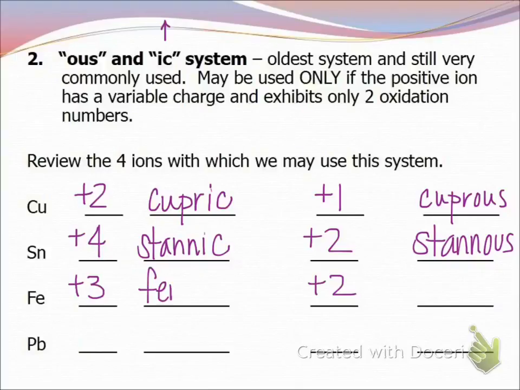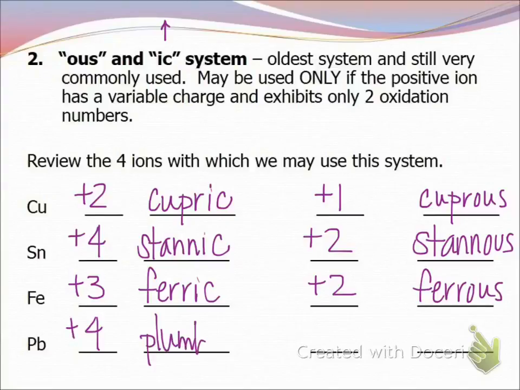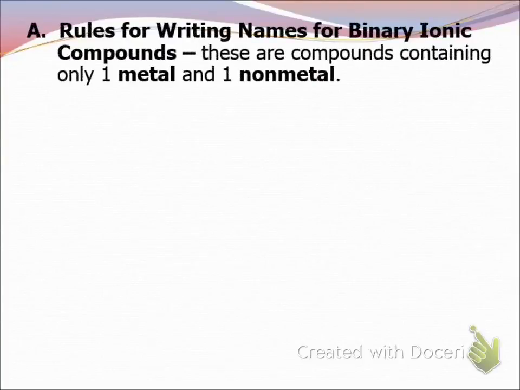Iron can be a +3 or a +2. So we have ferric from the Latin word ferrum, and ferrous. And then lead can be a +4, and we call that plumbic, or a +2, which is plumbous. And we saw that on one of the earlier slides, and I said skip it for now because we hadn't done this yet. Okay? So, writing the names from the formulas.